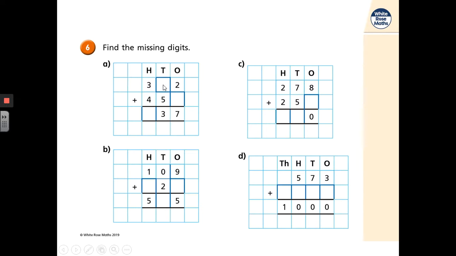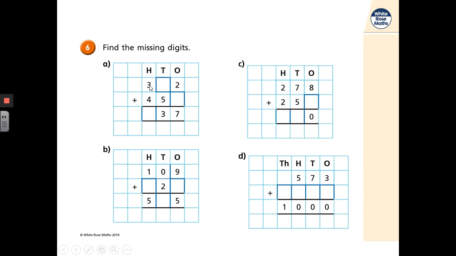Then here, I've got something add 5 equals 3. Now, 5 is bigger than 3. That tells me this number is going to mean that we have to do an exchange so that this number would actually be 13 effectively. So it'd be 5 add something equals 13. So what would need to go there?